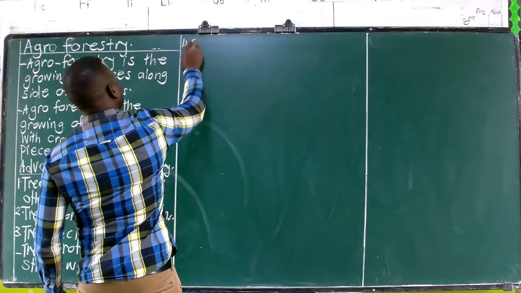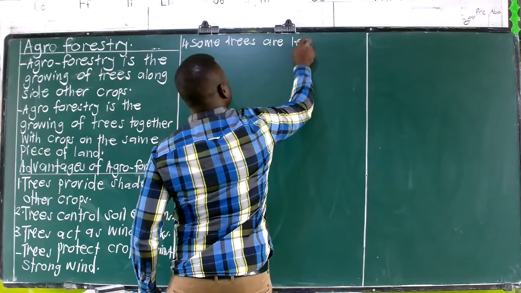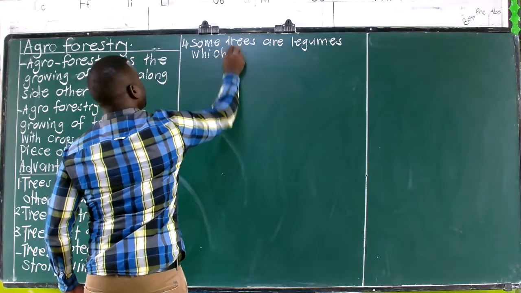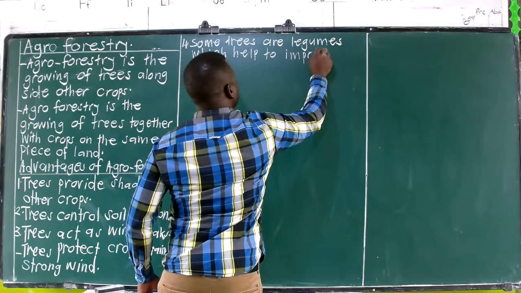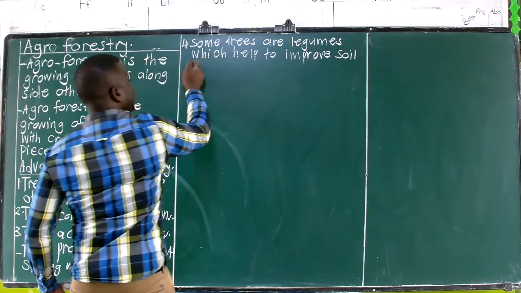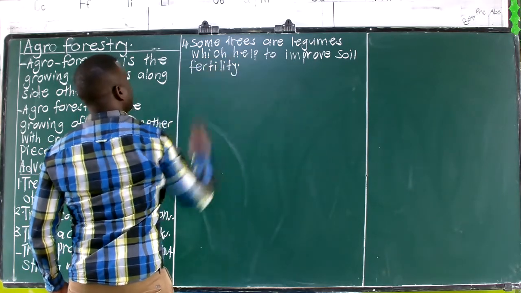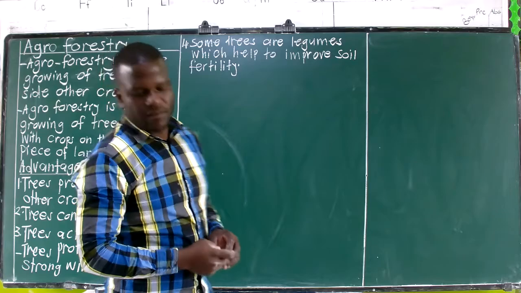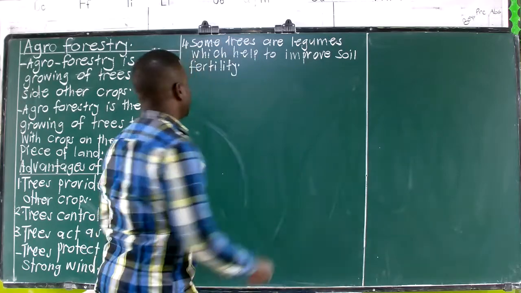Number 4, some trees are legumes which help to improve soil fertility. Then trees help in rain formation.